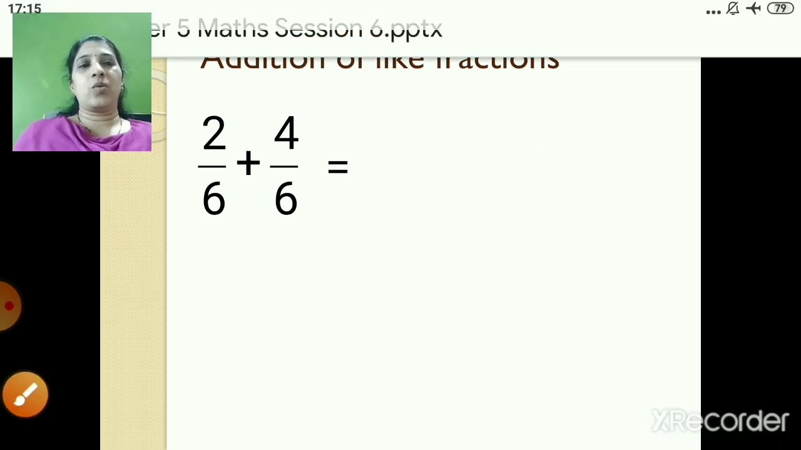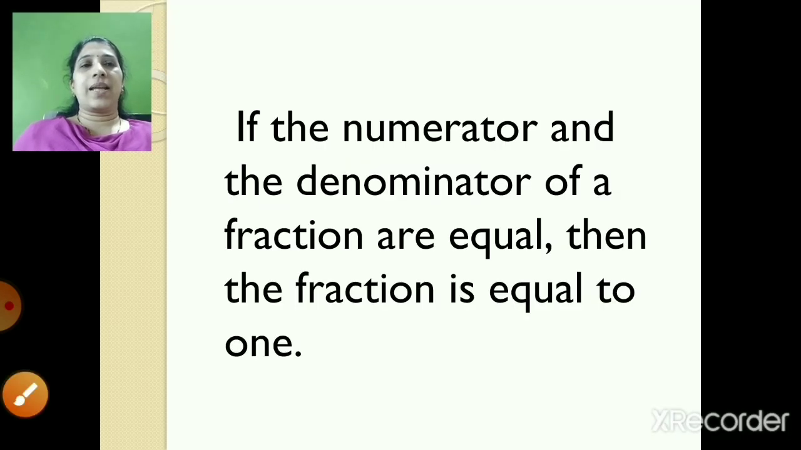So let's move to the next. What is there now? If the numerator and the denominator of the fraction are equal, then the fraction is equal to 1. So what we did? The numerator and the denominator both were equal, that is 6 upon 6. And when we further divided it, we got the answer as 1. So any fraction if you take, 8 upon 8, you will get answer as 1. If you take the fraction 4 upon 4, you will get the answer as 1.